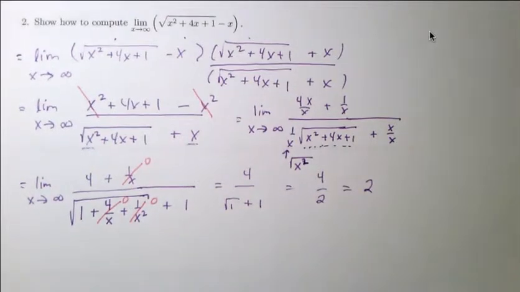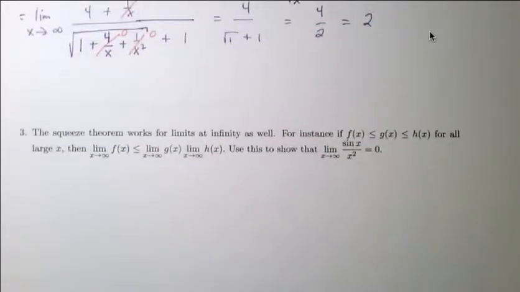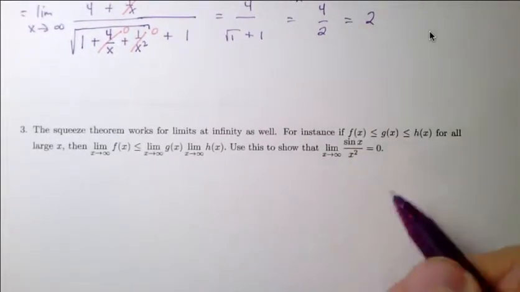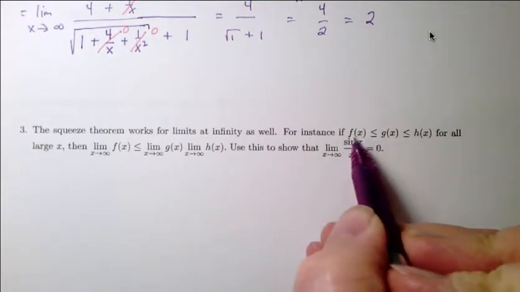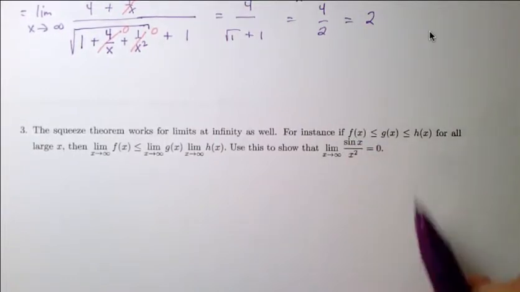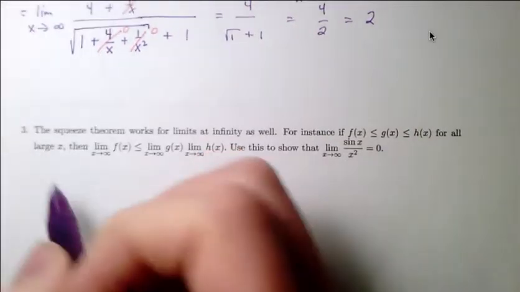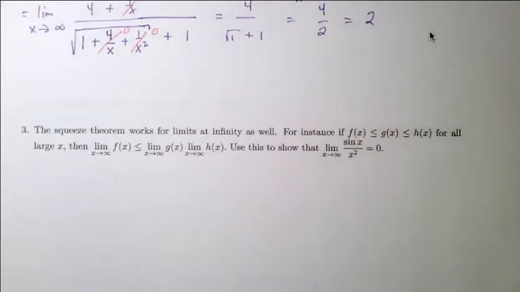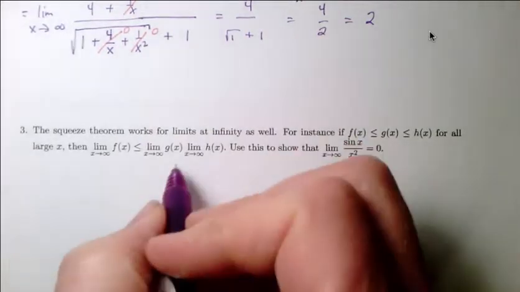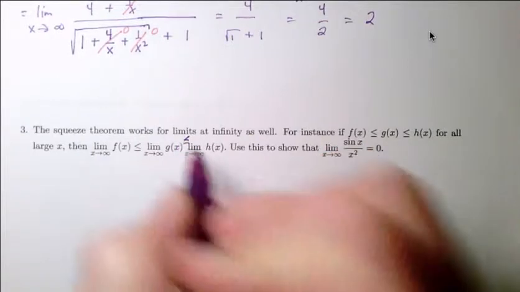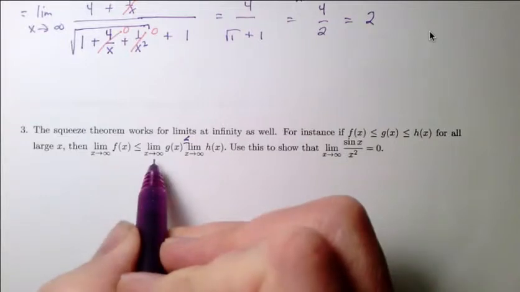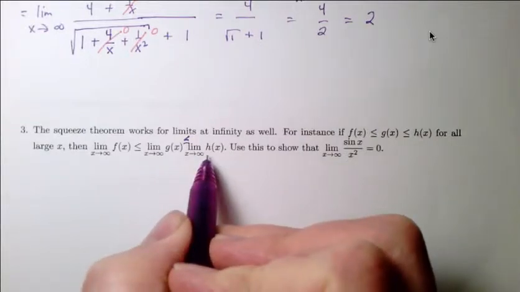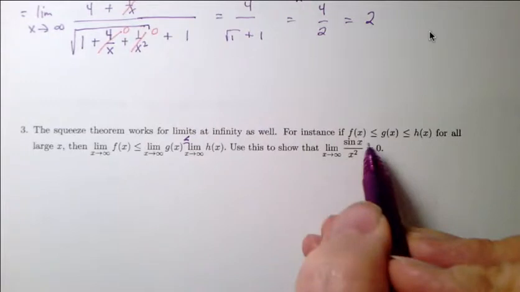The squeeze theorem tells us, in this next problem, that if we have a function g which is stuck between two other functions, f and h, bounded below by f and bounded above by h, for all large x, so once we get sufficiently large values of x, say past 1,000,000 or 2,000,000, it doesn't matter, then as x goes to infinity, the limit of the lower function will be less than or equal to the limit of the middle function, which will be less than or equal to the limit of the top function. All right, what does that have to do with this?